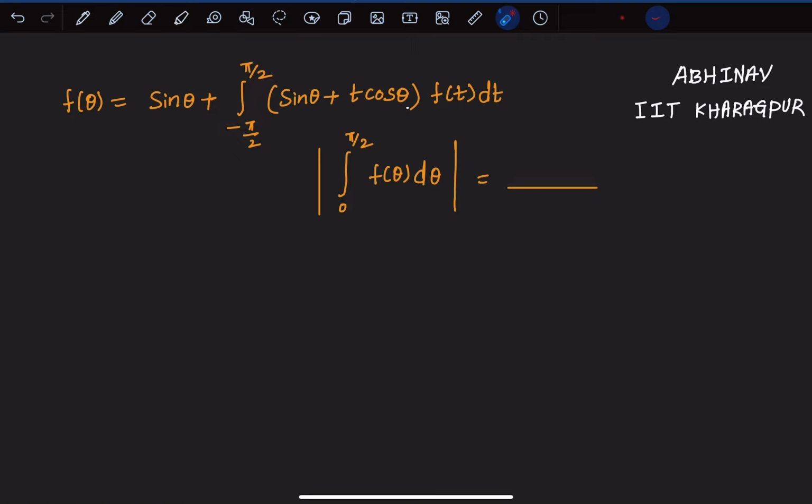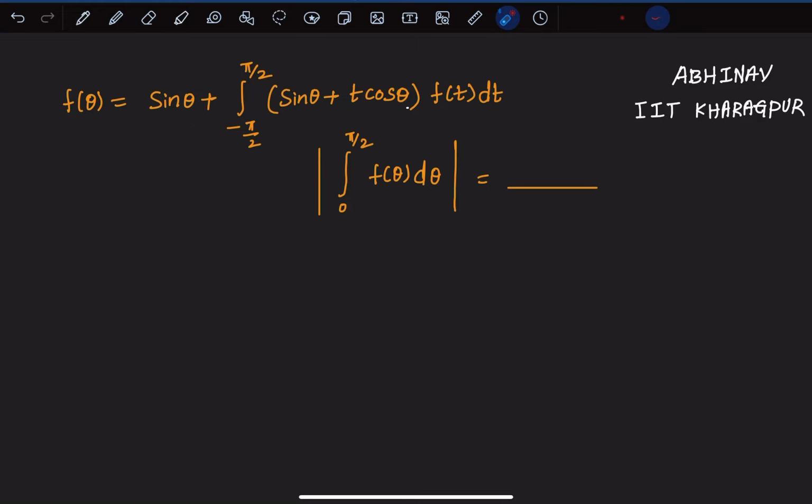So what do we have here? We have a function f of theta which is defined by the summation of sine theta and this particular definite integral, and we are asked to evaluate the value of this definite integral.